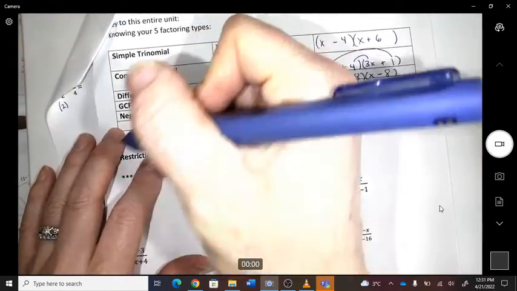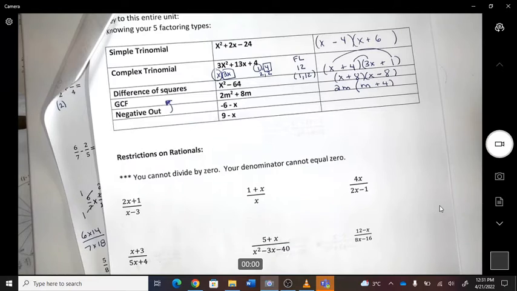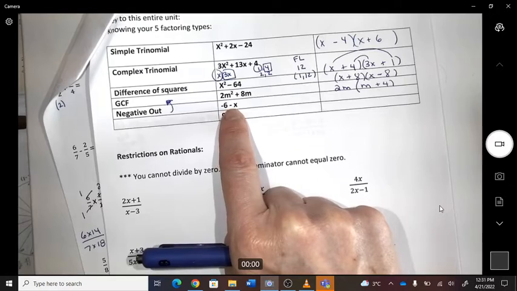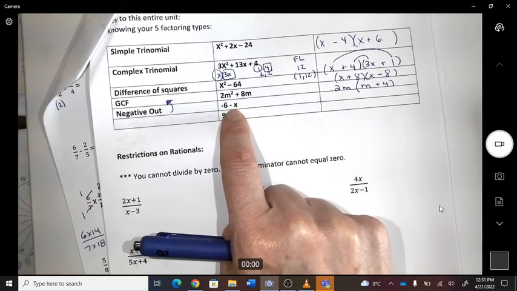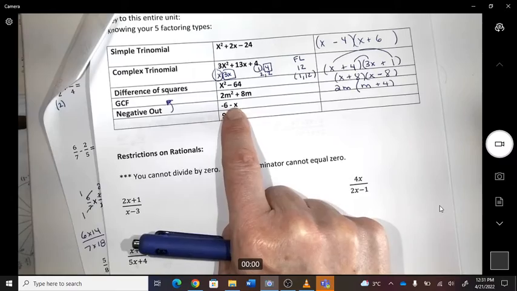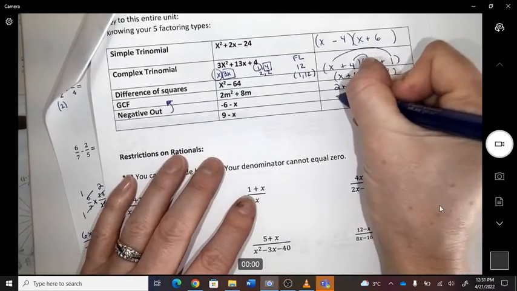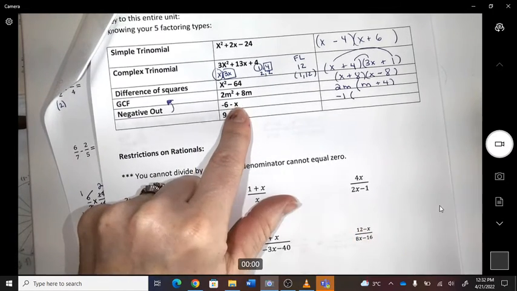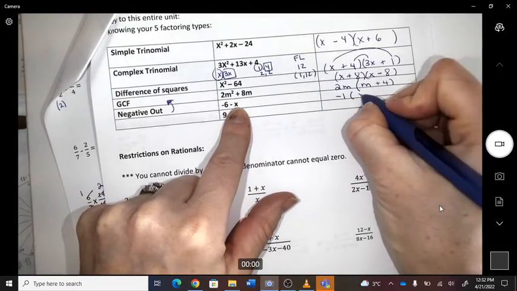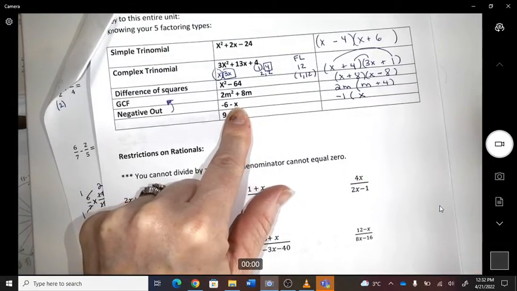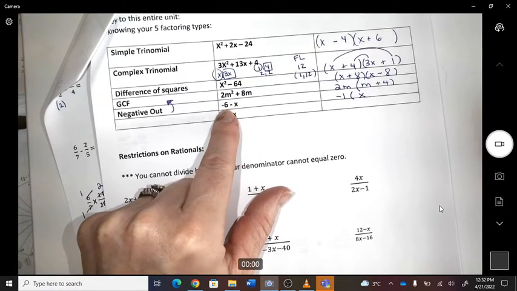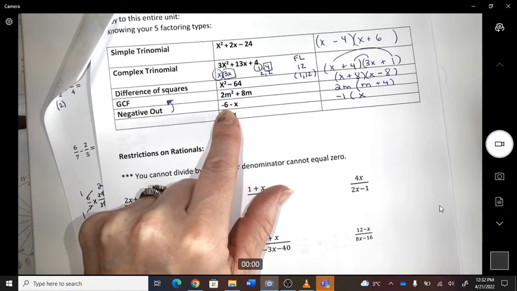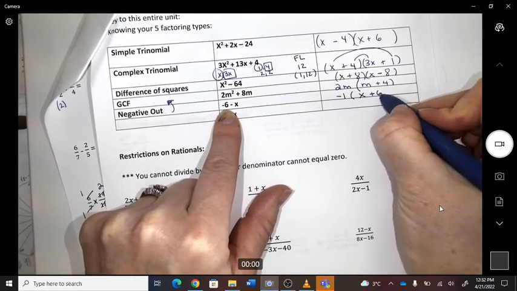Now we're going to learn this new one called negative out, and it's just a GCF. Okay, so do you recognize I'm doing a negative out because I do not like working with negative x. So negative 1 bracket, I'm GCFing it out. I don't like my negative variable. So once I take the negative out, the x becomes positive. And if I take the negative out, the number is now positive 6.